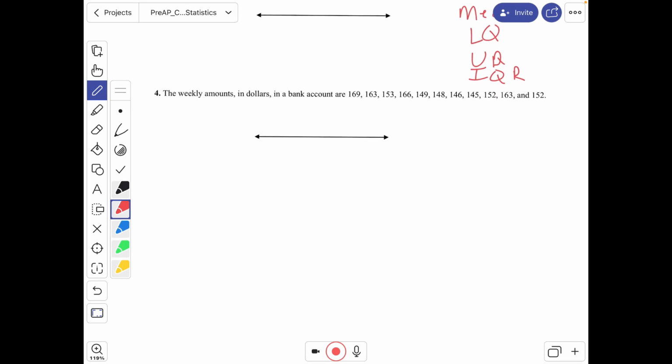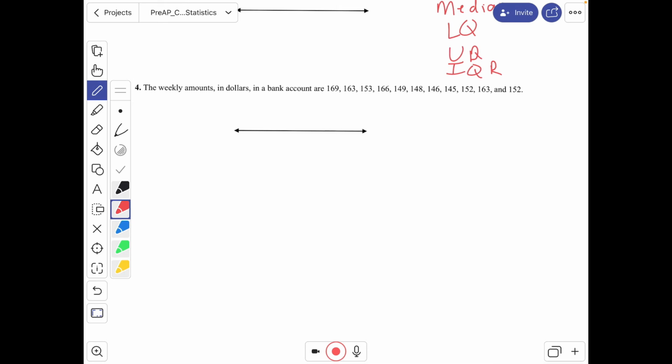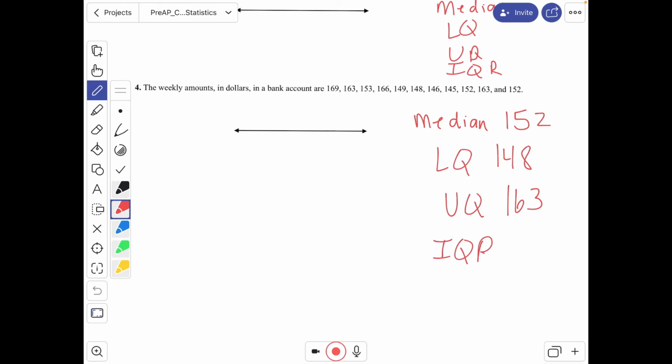So I like to demonstrate how that works on number 4. So on number 4, they gave me a set of data, and I already know that the median is 152, and the lower quartile is 148, and the upper quartile is 163, and the interquartile range would be the difference. You'd subtract those two numbers. If I subtract those two numbers, I get 15.